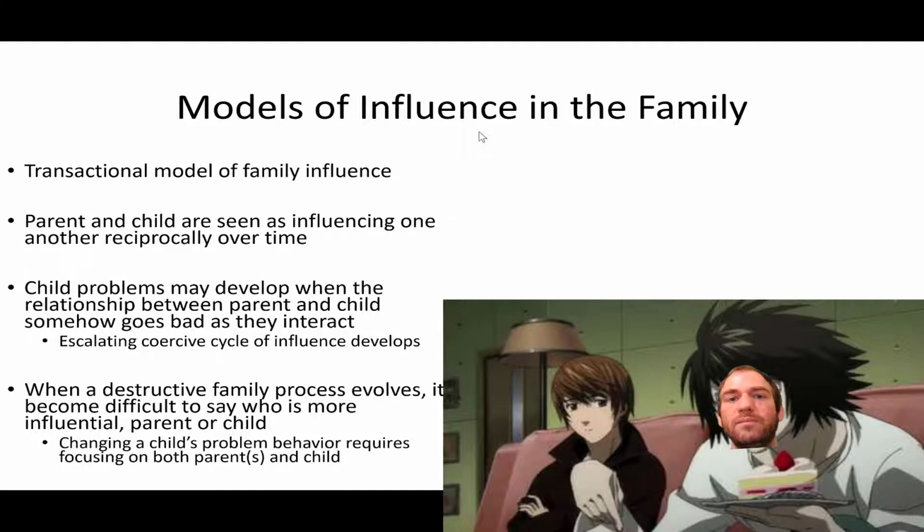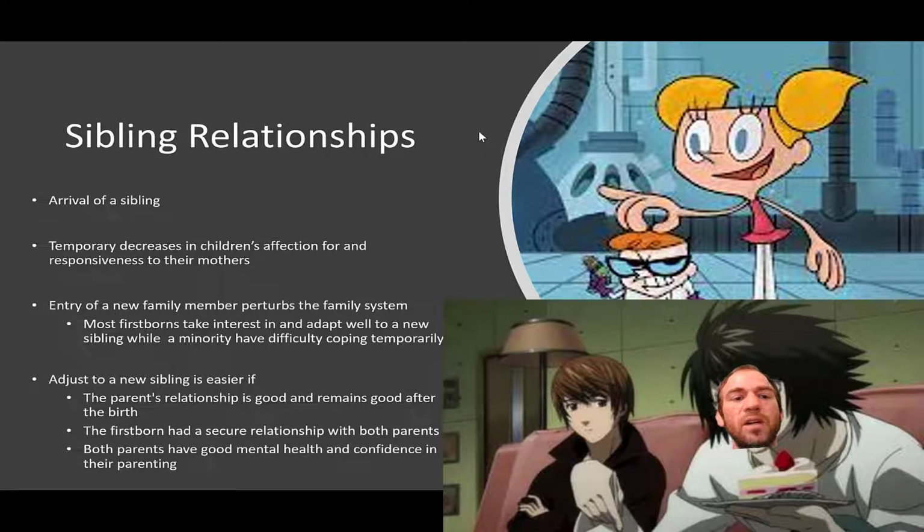Sibling relationships. The arrival of a sibling temporarily decreases children's affection for and responsiveness to their mothers. Entry of a new family member perturbs the family system. Most firstborns take interest in and adapt well to a new sibling, while a minority have difficulty coping temporarily. Adjusting to a new sibling is easier if the parents' relationship is good and remains good after the birth of a new sibling. The firstborn has a secure relationship with both parents, and both parents have good mental health and confidence in their parenting.